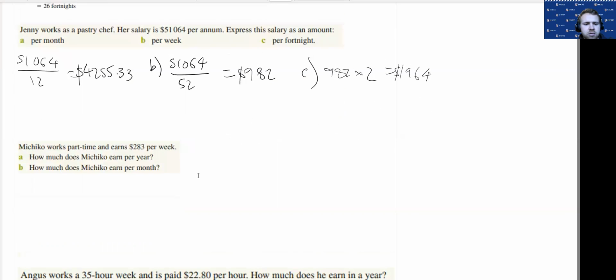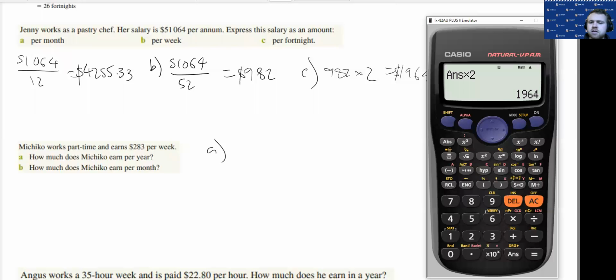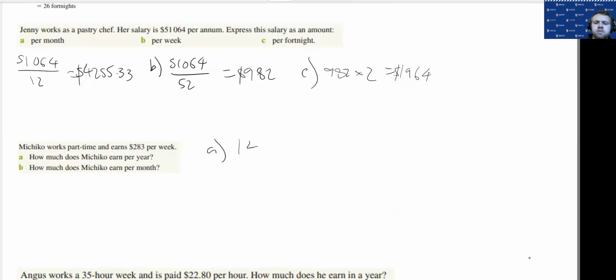Here we have an example of an amount per week that we've got to then convert to per year and per month. When we're converting to per year, this is relatively simple. It's just 283 times 52. So this time we're multiplying to get to a year, which is 14,716. I should show my working: 283 times 52.